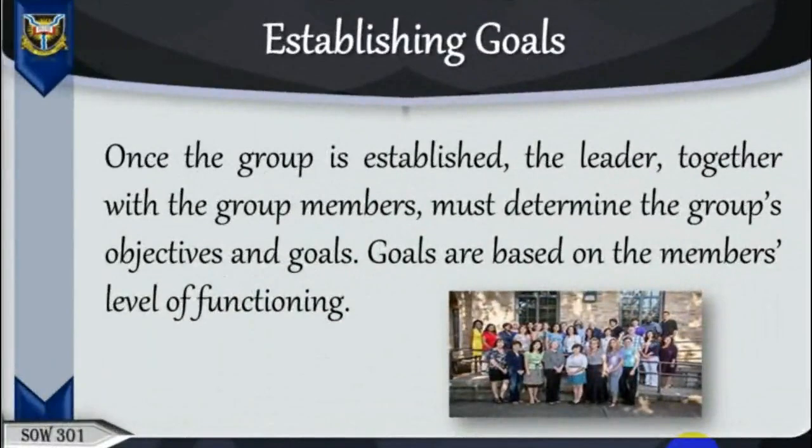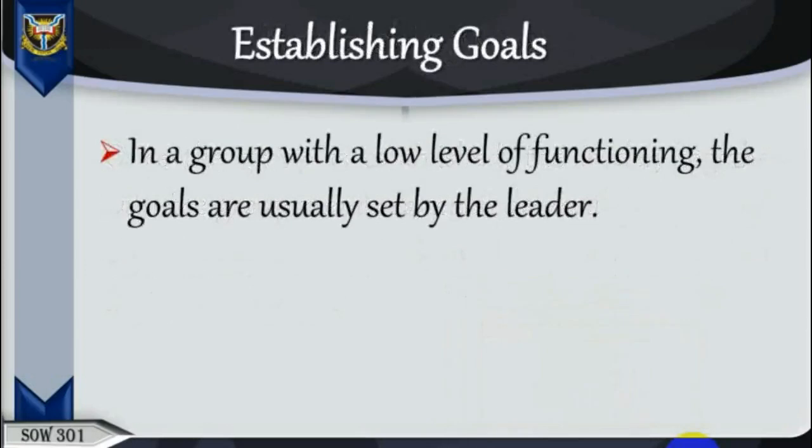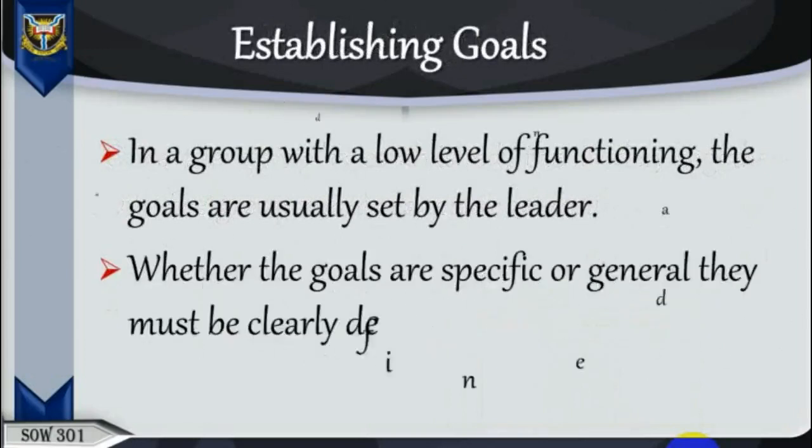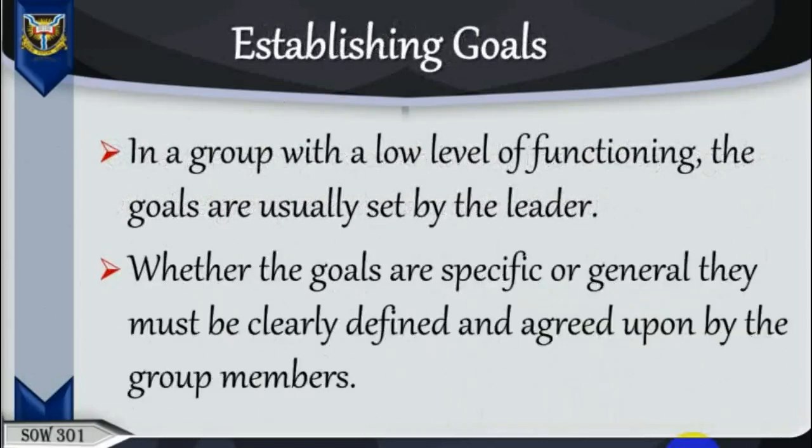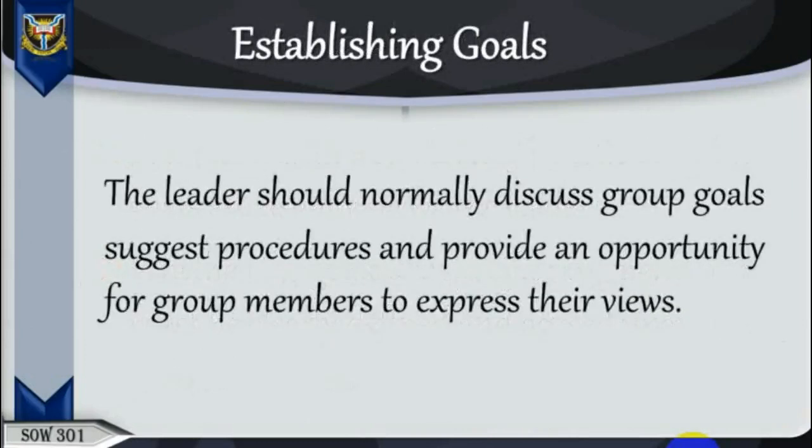Establishing goals. Once the group is established, the leader, together with the group members, must determine the group's objectives and goals. Goals are based on the members' level of functioning. In a group with a low level of functioning, the goals are usually set by the leader. Whether the goals are specific or general, they must be clearly defined and agreed upon by the group members. The leader should normally discuss group goals, suggest procedures, and provide an opportunity for group members to express their views.